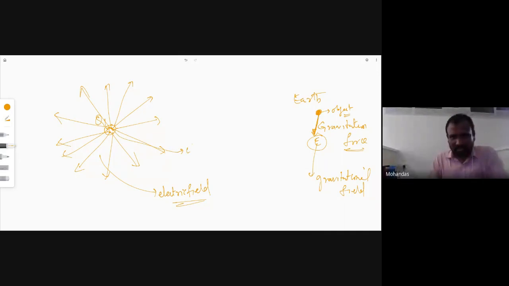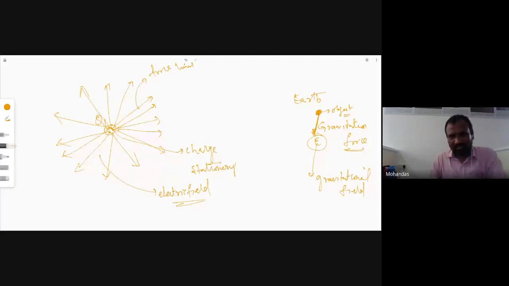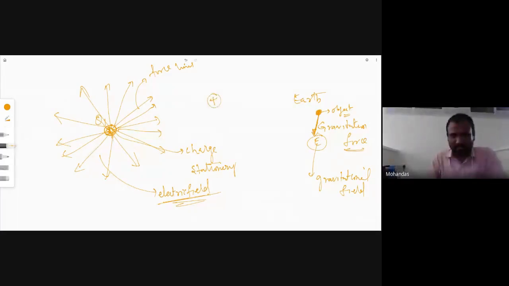Likewise, if you take a charge which is at rest, meaning a stationary position, according to Coulomb, around this charge there are some force lines. This field is known as an electrostatic field. Like a gravitational field, there is an electrostatic field if you take a charge. Now, if you place a positive charge here also, let us say this is Q1 and this is Q2.